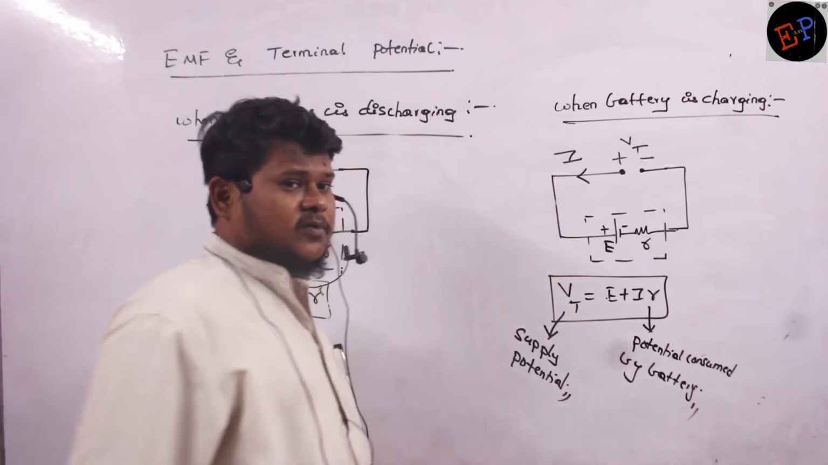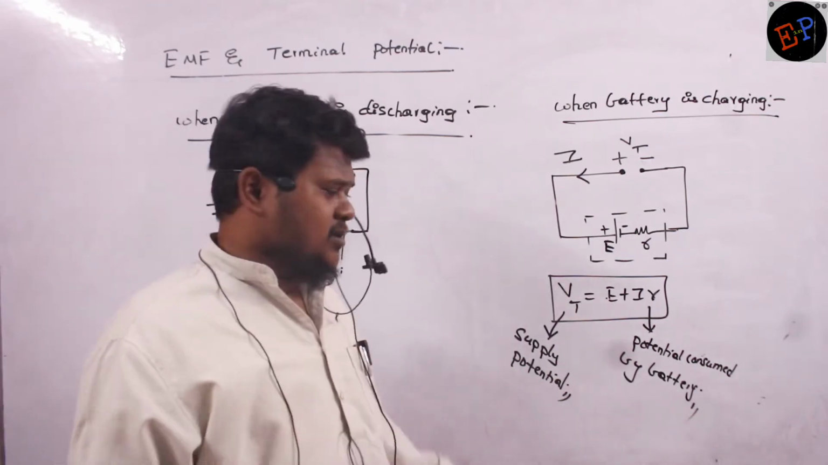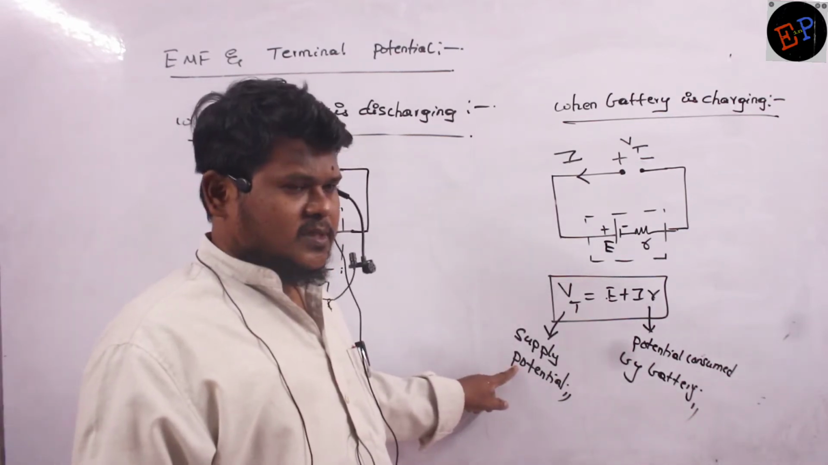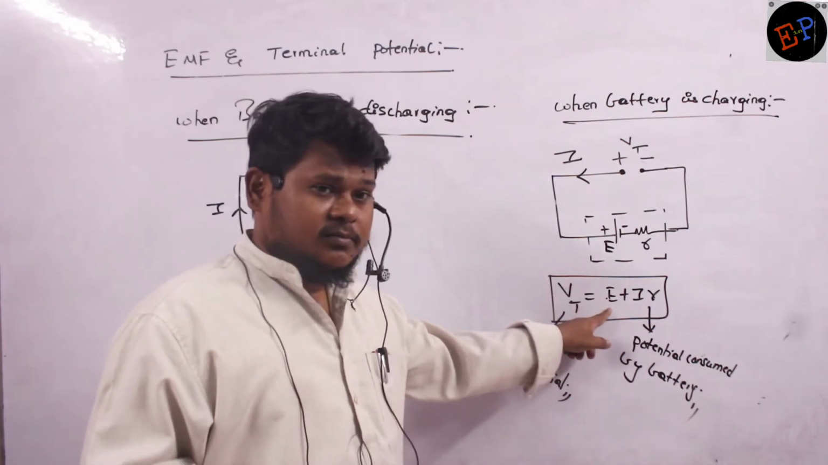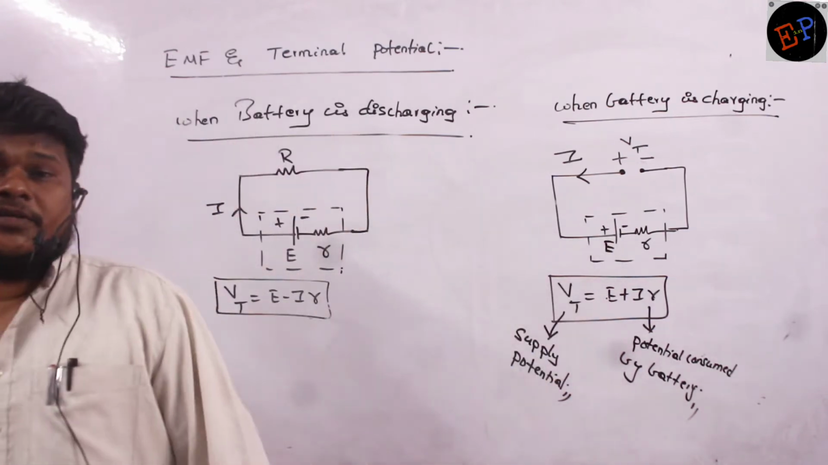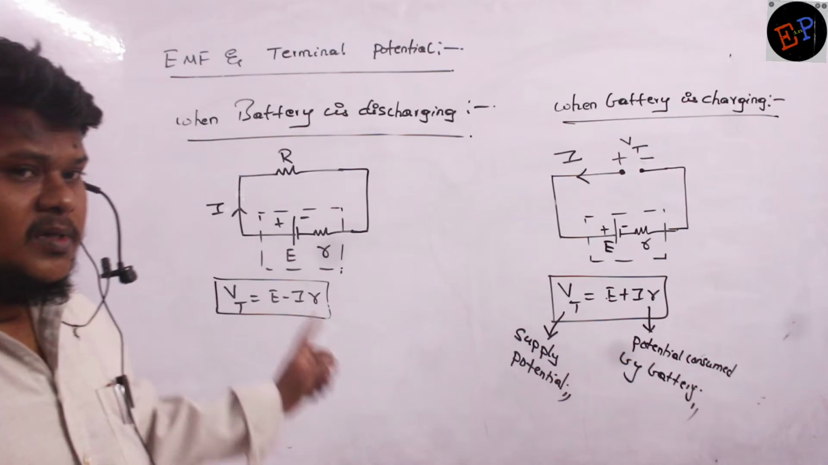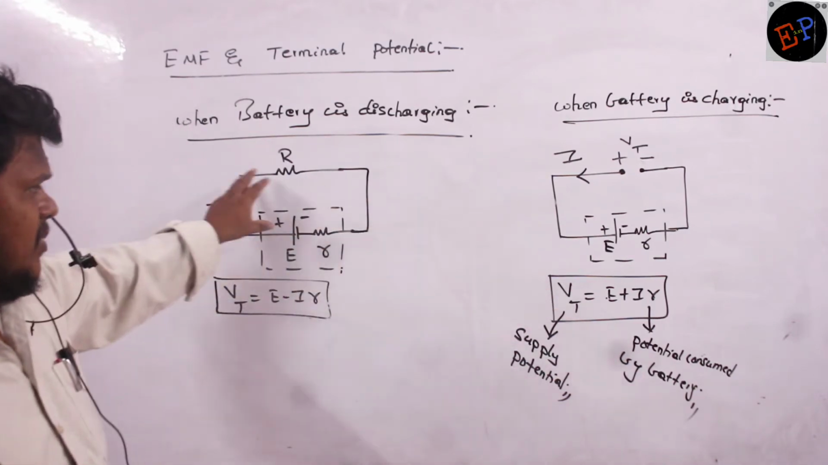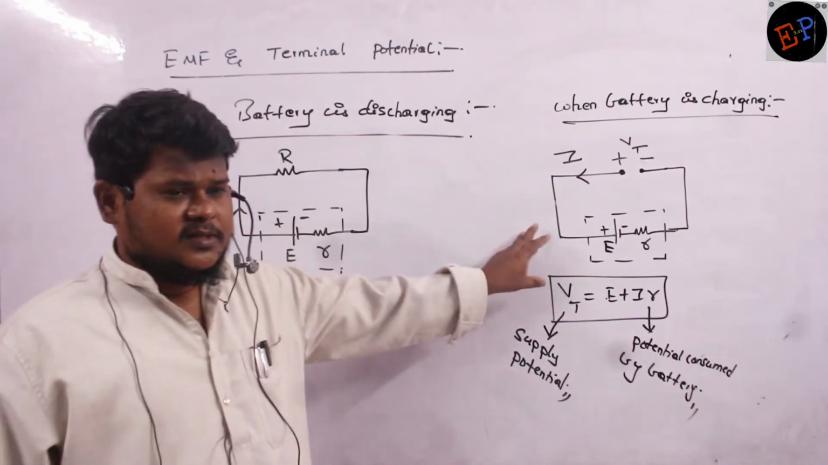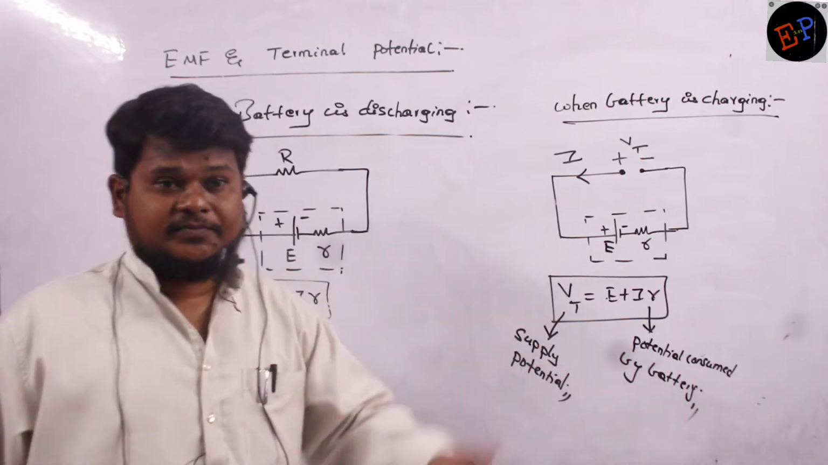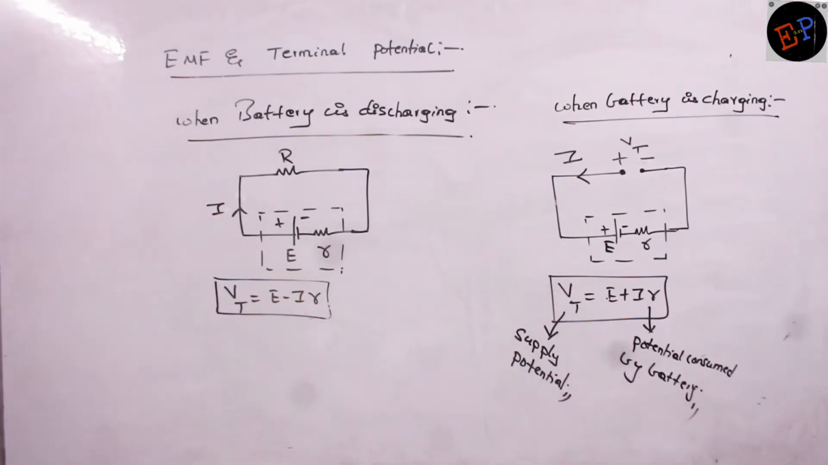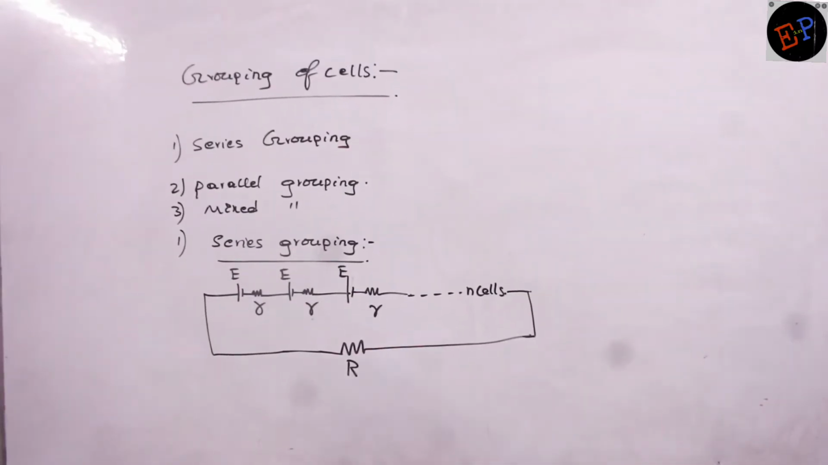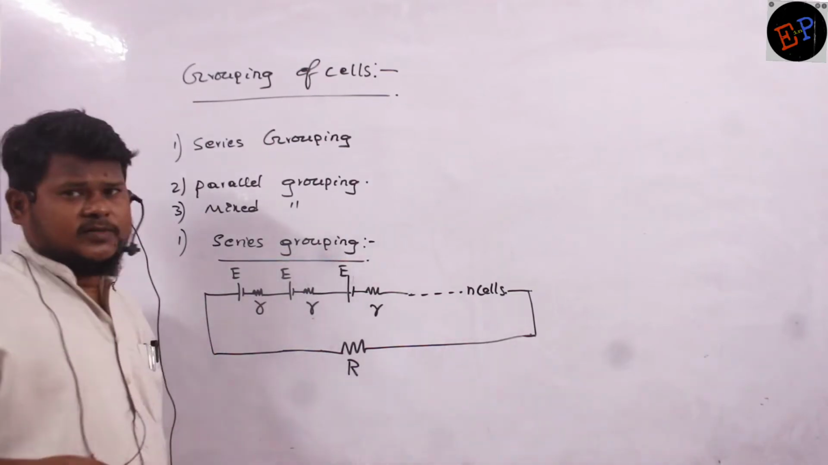We have a supply of 220 volts in our houses. That becomes the supply potential. So that should be greater than the EMF of the cell when the battery is charged. Are you able to understand the conditions? This is when the battery is discharging. This is the condition when the battery is charging. Okay? That's it. See, the next concept is grouping of cells.